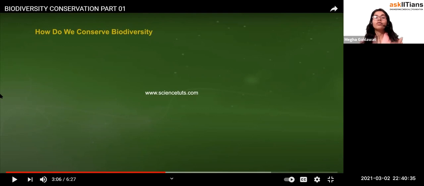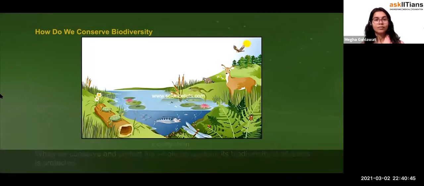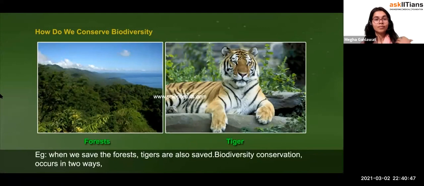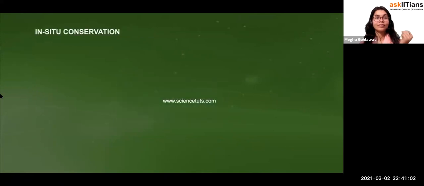Now, moving forward to how exactly we conserve biodiversity. Biodiversity at all levels is protected. Example, when we save the forests, tigers are also saved. Biodiversity conservation occurs in two ways. A. In situ conservation, and B. Ex situ conservation.